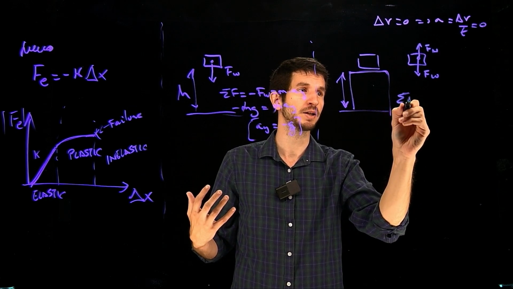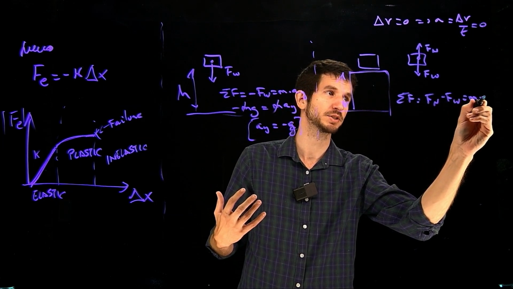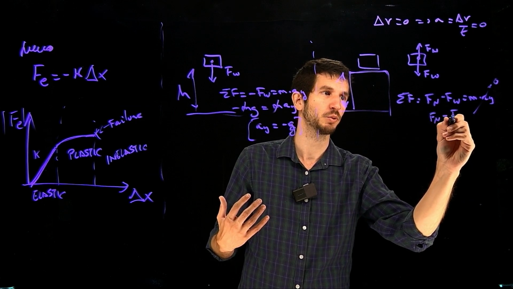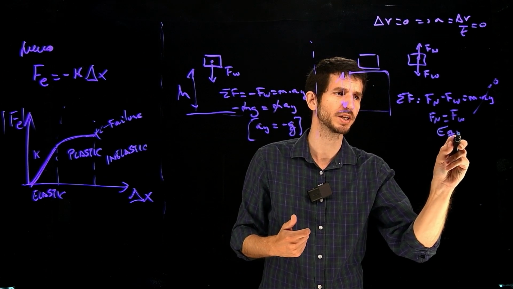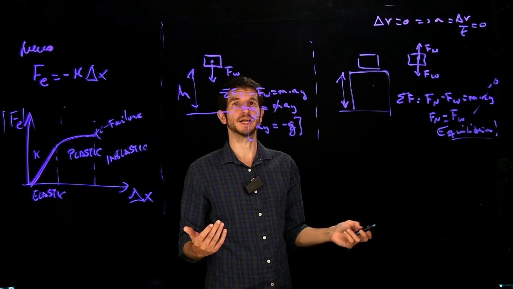And when I make the balance of forces, now what I'm going to find is I have the normal minus the weight, and that's mass times acceleration in y. But we said this is 0, so of course that means that the normal is equal to the weight. And we say this object is in equilibrium, right? So that's why it doesn't move.